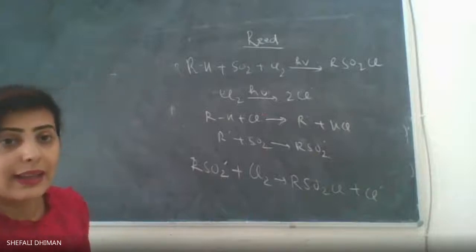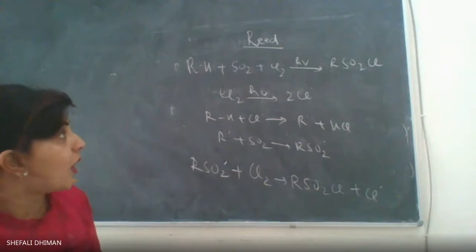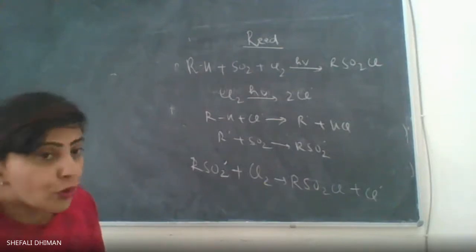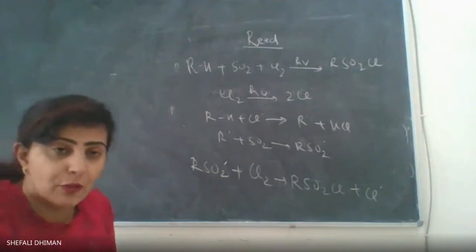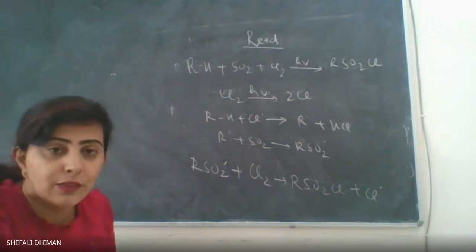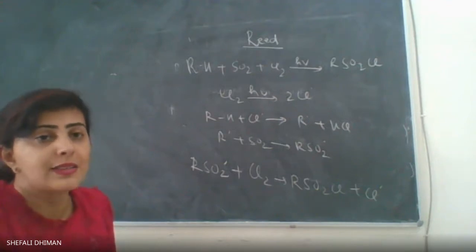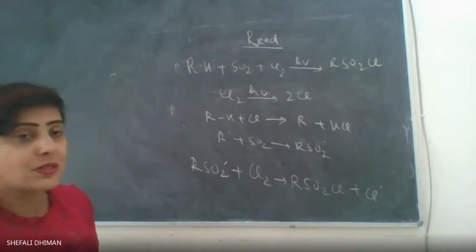to form alkyl or halogenated sulfonyl products. So just an example of chlorosulfonation. So chlorination as well as sulfonation takes place. That is why it is called the chlorosulfonation reaction, called the Reed reaction, R-E-E-D. So what happens in the first step?